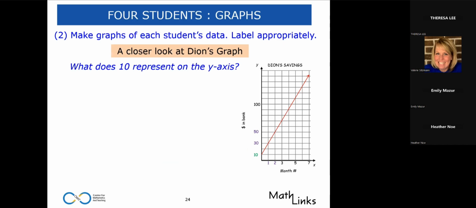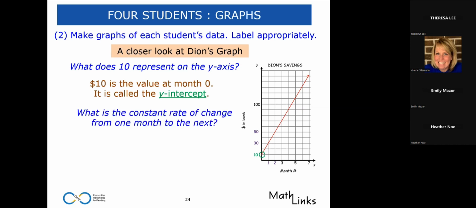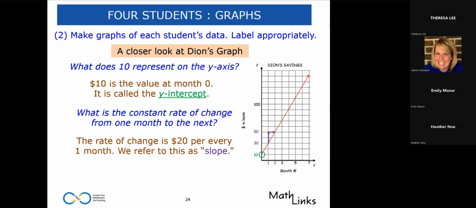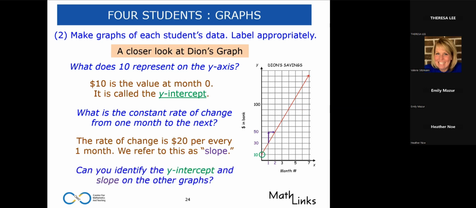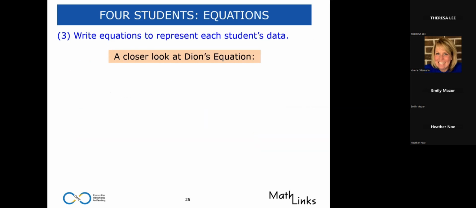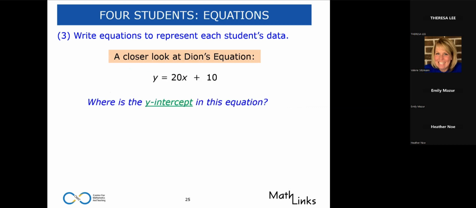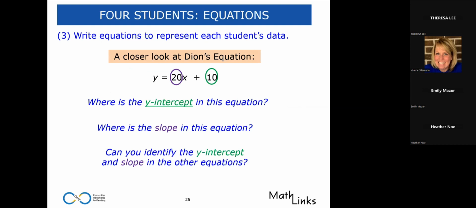So we look at what the 10 represents on the y-axis as the y-intercept and the starting value. Take a look at what the constant rate of change is, and ask the students to identify slope and y-intercept in the other graphs. After the students write the equations, we dig deeper into Dion's equations. Here's Dion's equation. Again, we look at where is the y-intercept in the equation, where's the slope, and ask the students to identify those in the equations.